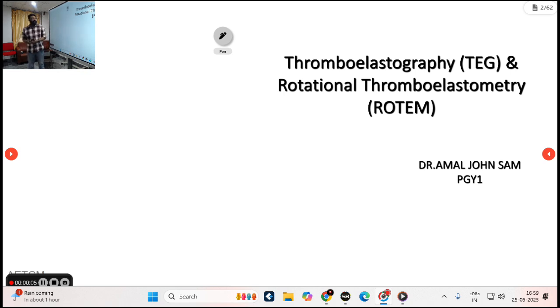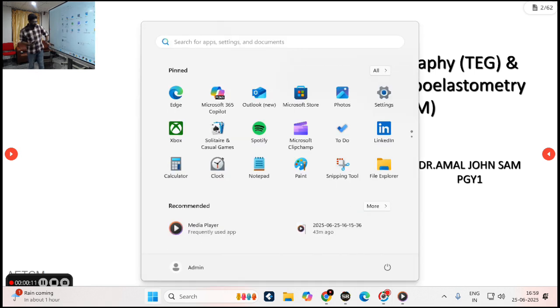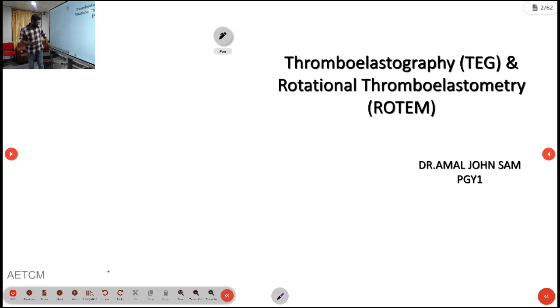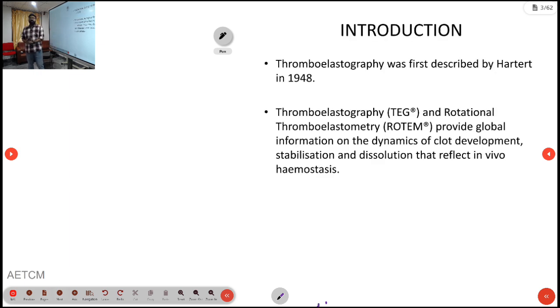Today, I'll be discussing the topic thromboelastography and rotational thromboelastometry. As an introduction, thromboelastography was first described by Hartert in 1948 in the USA. Thromboelastography and rotational thromboelastometry, ROTEM, usually provide global information on the dynamics of clot development, stabilization and dissolution, which usually reflects in vivo hemostasis.